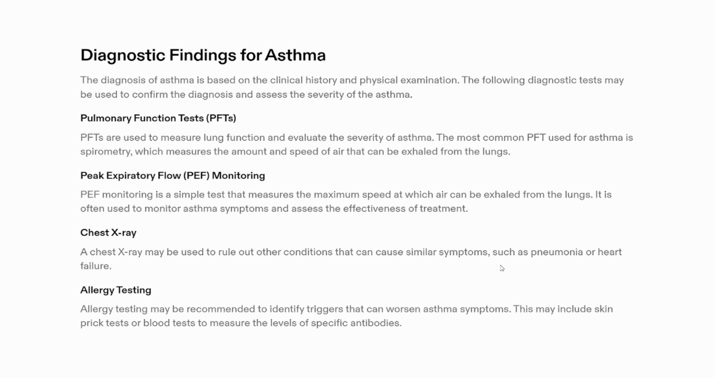In case of chest X-ray, any symptoms such as pneumonia or heart failure, we will identify in this chest X-ray. And allergic testing is recommended to identify the triggers, what causes the asthmatic attack if the symptoms further worsen. For this, we will go through the skin prick tests and the blood tests. We can identify the specific antibodies that are triggering the asthmatic symptoms.